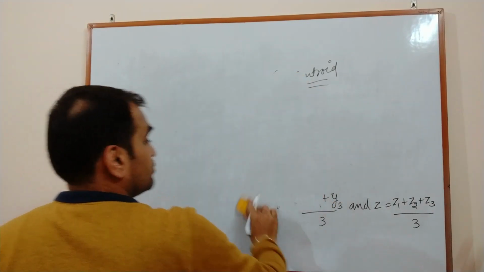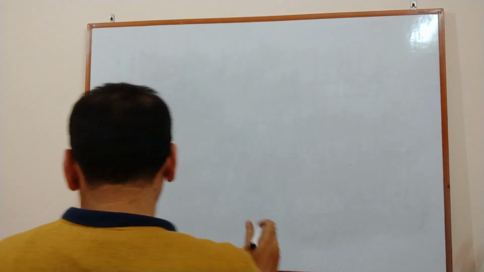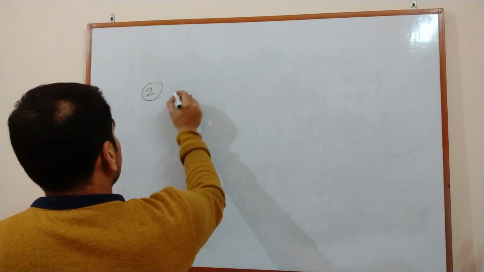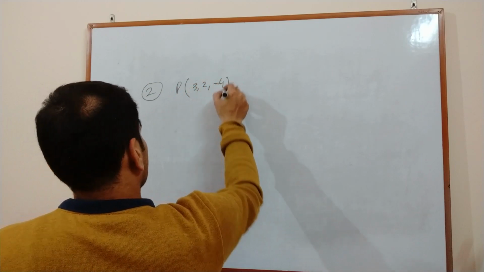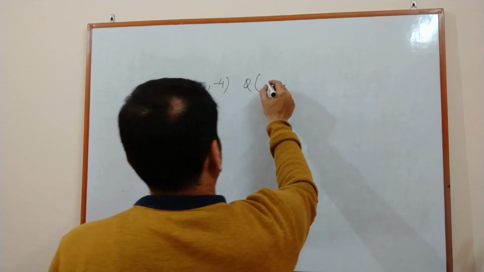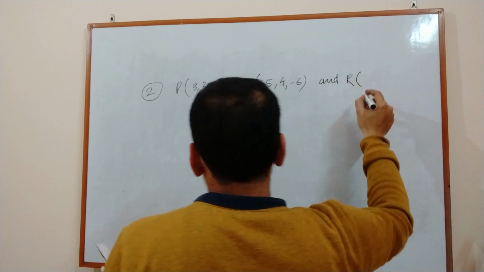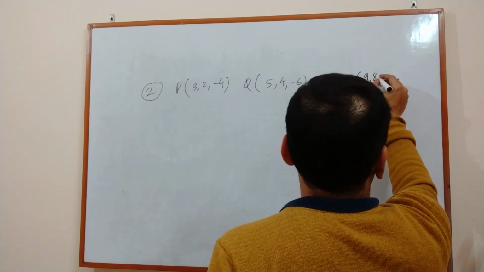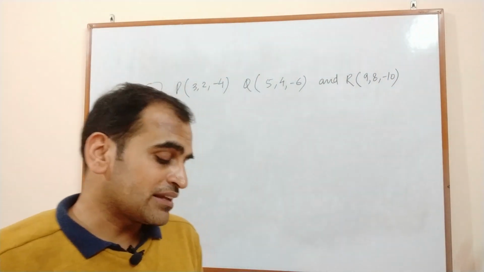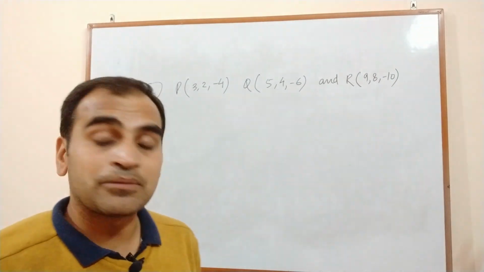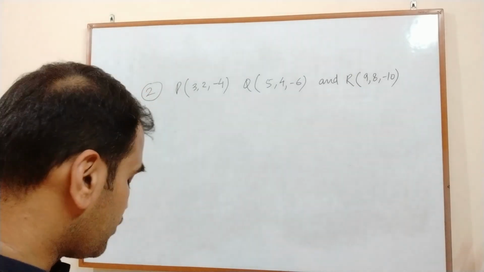the application of the section formula is, if you want to again check for the collinear points, if the given points are collinear or non-collinear, like in question number 2, we have a point P, 3, 2, minus 4, point Q is 5, 4 and minus 6, and point R is also given 9, 8 and minus 10. अब हमें चेक करना है कि ये पॉइंट्स collinear है या नहीं है. जैसे भी हमने distance formula में किया, distance formula से भी हम इसको कर सकते हैं, but अगर आपके paper में आए कि use the section formula to check that points are collinear or not collinear.